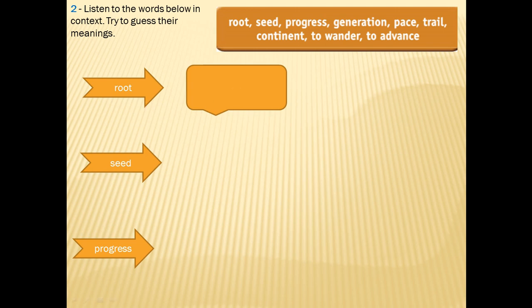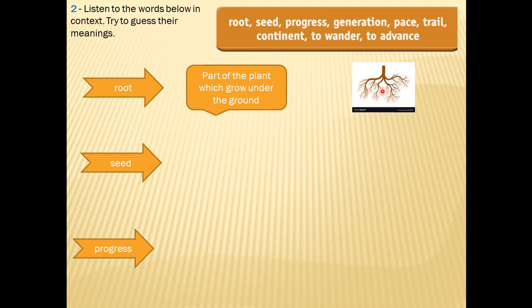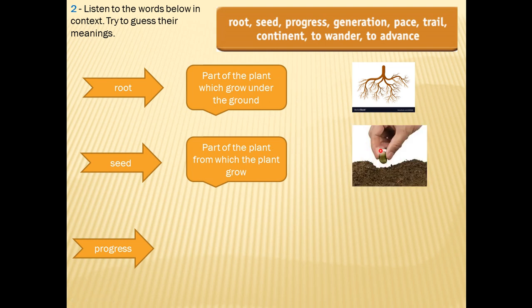What is root? Root is a part of the plant which grows under the ground. Look here at this picture. This is the root, a root of a tree or a root of a plant. It is a part that grows under the ground. The second one here, seed. Seed is a part of a plant from which the plant grows. So the plant grows from the seed. Look here, this is the seed, a part that the plant grows from.